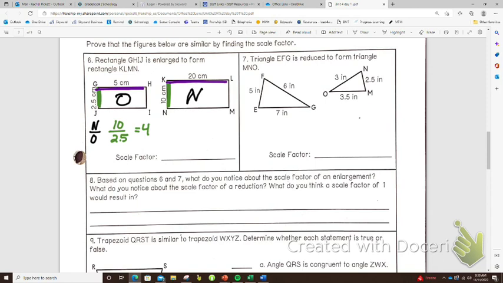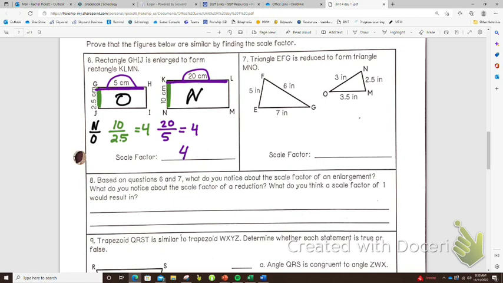And then we do the same thing with the purple sides. Put the new on top. So the new figure's purple side was 20, and the original purple side is 5. And if we do 20 divided by 5, that will equal 4. So our scale factor is 4.